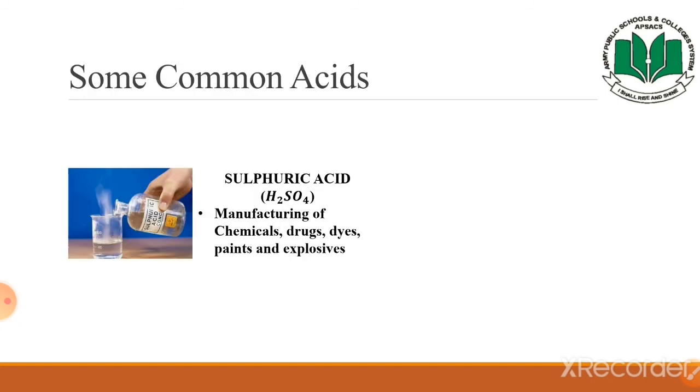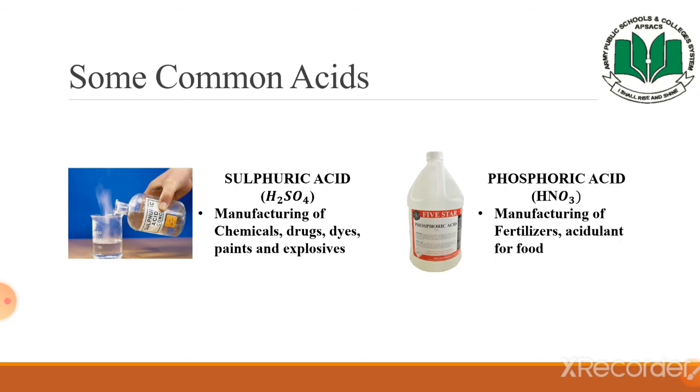Similarly, we have sulfuric acid, and this sulfuric acid is used for manufacturing of different chemicals, drugs, dyes, paints, and explosives. Another example of an acid is phosphoric acid, which is used in the manufacturing of fertilizers and acidulants for food. These acidulants are basically the food additives that give sour taste to those foods.